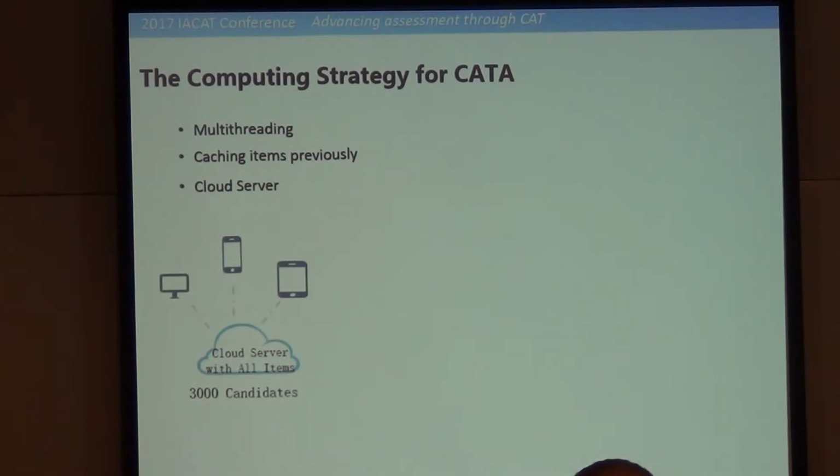Secondly, we have to cope with great concurrence. In China, we will have about 1,000 candidates to take the test on the same day. So we have to cope with great concurrence. To cope with great concurrence, we made two steps. The first step is that we try to give each cloud server great computing abilities. And secondly, we make the cloud server scalable horizontally.